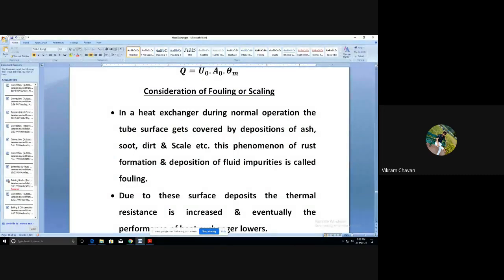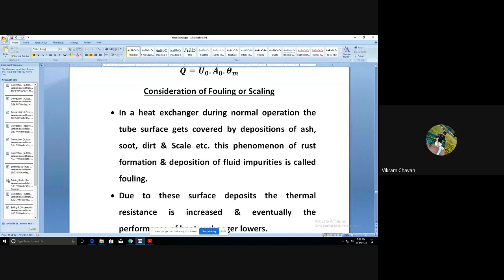In the last lecture, we discussed the LMTD, that is logarithmic mean temperature difference, for the counterflow heat exchanger, and we came to know the difference between LMTD for parallel flow and counterflow. The equations are similar: theta 2 minus theta 1 divided by ln of theta 2 divided by theta 1.